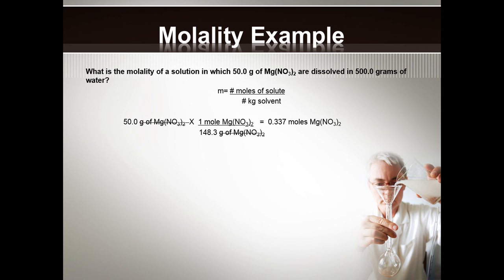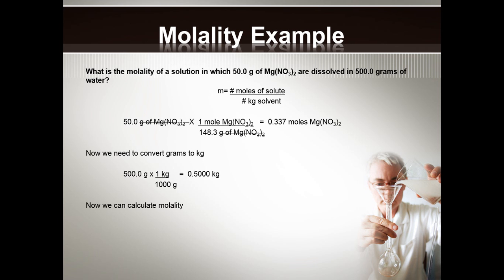Okay, so we've got that. Next thing we need to do is convert our grams to kilograms. We've got the moles of the solute. Now we need the kilograms of the solvent. We've got 500 grams, and our conversion factor is for every 1 kilogram, there's 1,000 grams. So that gives us 0.5000 kilograms. I'm sure all of you guys can do that one in your head. Just want to write it out here so you don't miss anything.